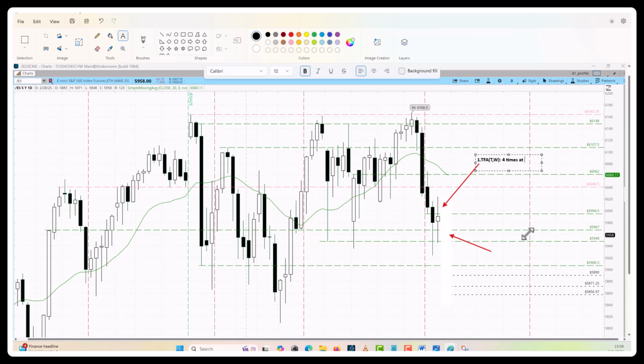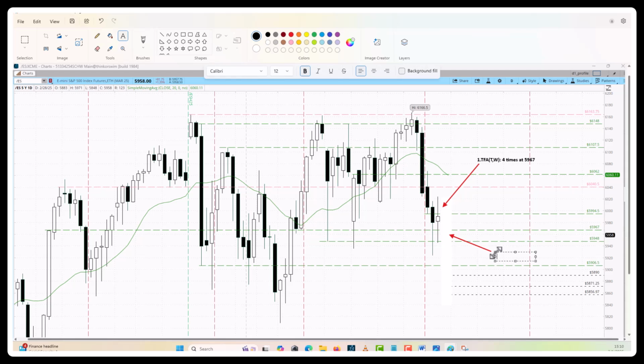The level is 59.67, right there. 59.67. That's from above.